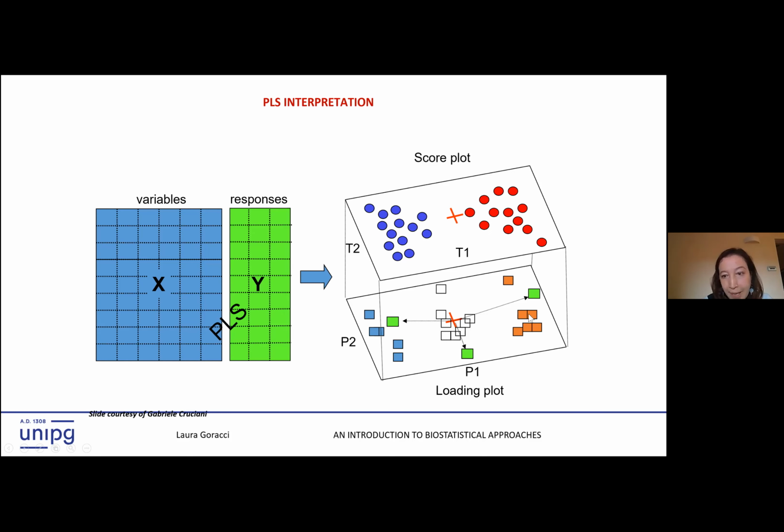I hope you see my mouse. Yes, okay, thank you. And the same for this other variable. We are going to have variables that are directly correlated and inversely correlated. So that is additional information that can be used also to inspect for biomarkers, for example.